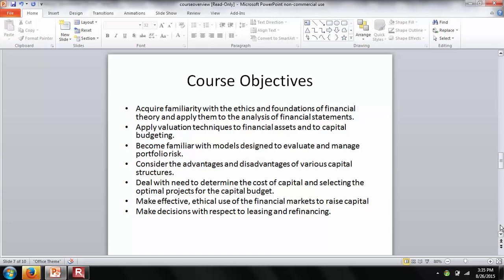We'll also talk about the advantages and disadvantages of the various capital structures. So, for example, if you look at a company such as Oracle or Facebook or Microsoft, what we find is that most of the financing is in the form of stock. They tend to have very little bonds outstanding, or they tend to borrow very little money.